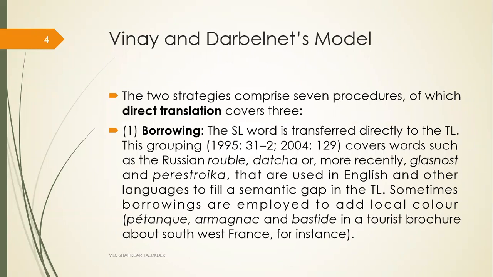The two strategies comprise 7 procedures, of which direct translation covers 3. So Vinay and Darbelnet specifically suggested 2 strategies, direct and oblique translation, comprising 7 procedures. For direct translation, there are 3 procedures out of 7, and for oblique translation, there are 4 procedures out of 7. So 3 plus 4 makes 7. The first 3 procedures are for direct translation.